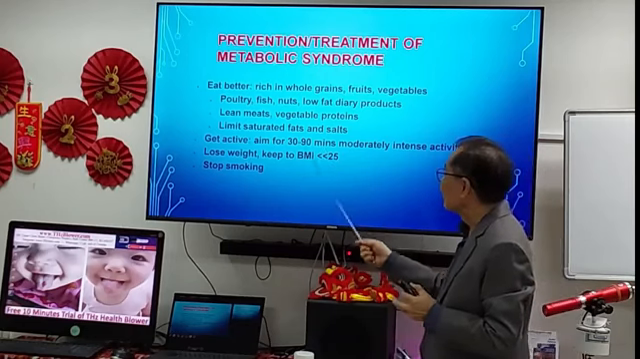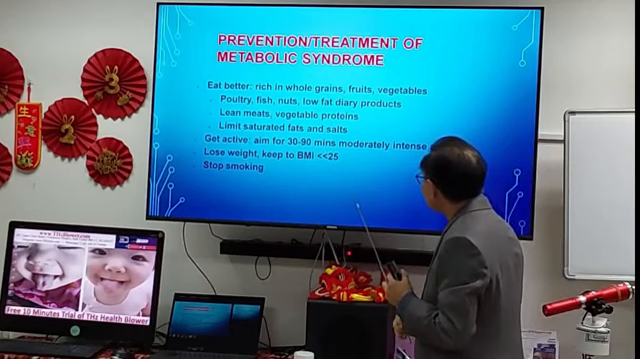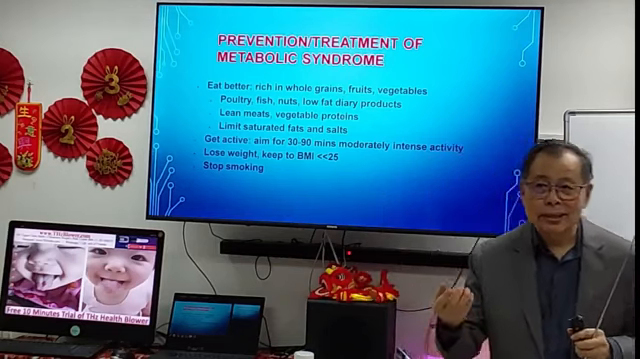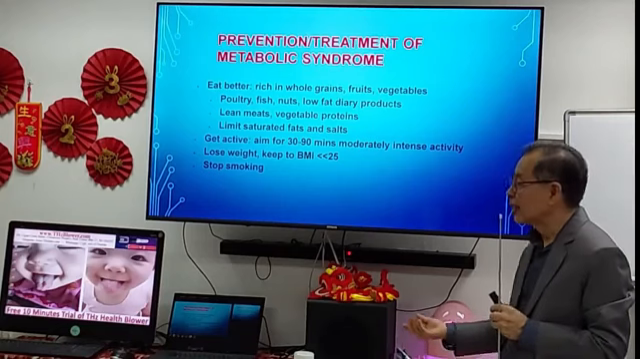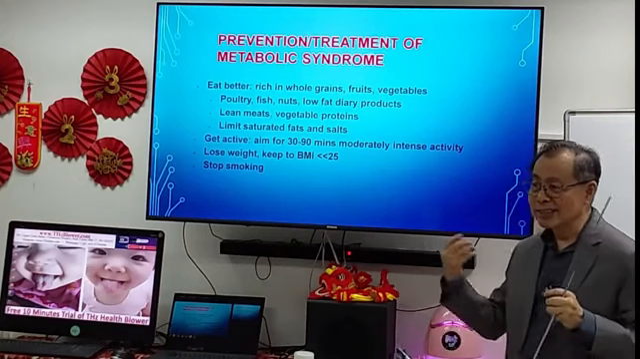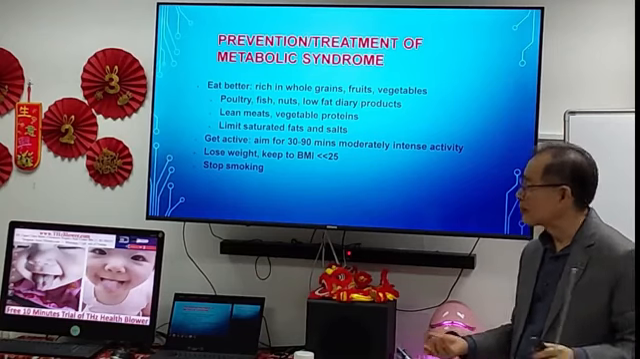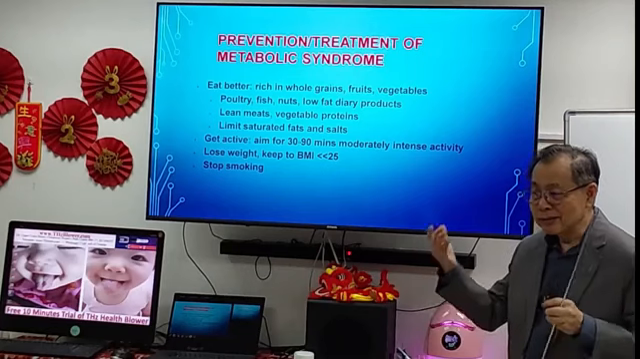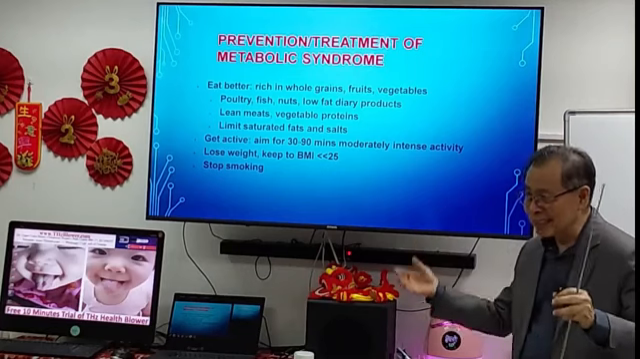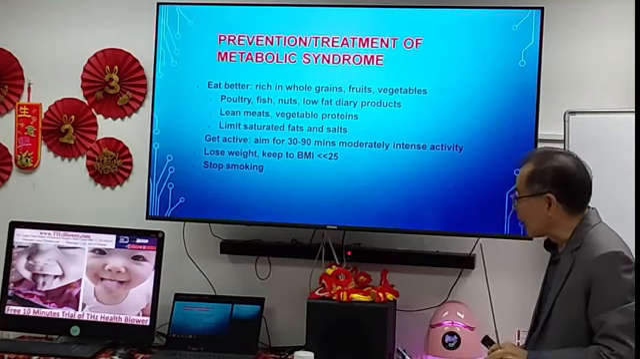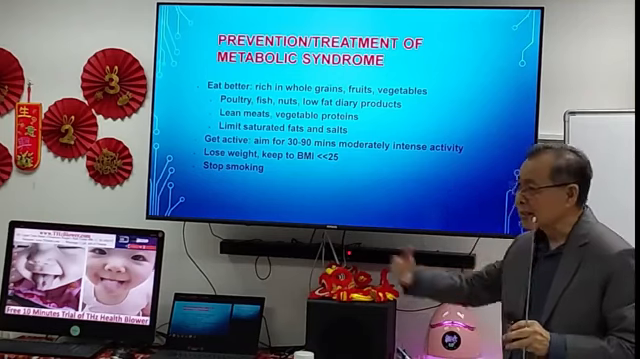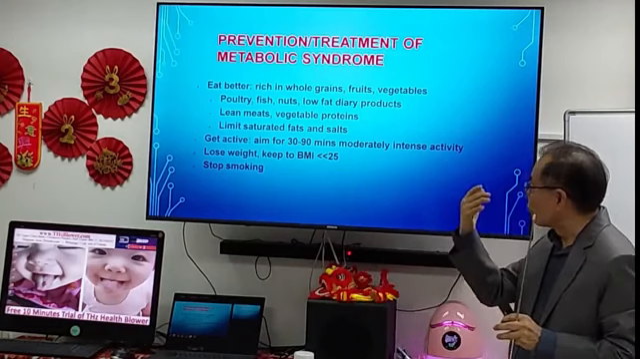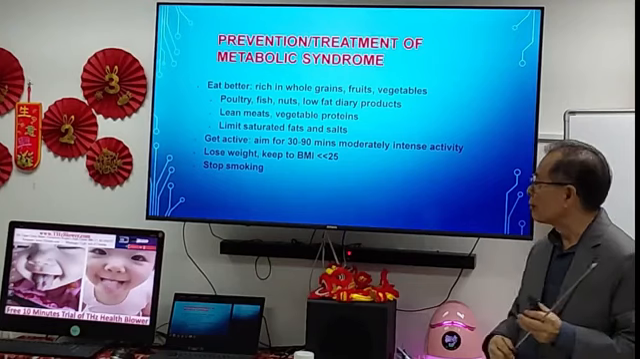And be active. 30 minutes of moderately intense activity. 30 minutes is enough. Brisk walking if you still can walk. Cycling if you can't walk, if you still have the legs to cycle. Or swimming. Must keep active 30 minutes. And if you are still healthy, with your legs and arms still there, be active. The more active you are, the more you get your blood sugar under control. And once you keep it under control, you're better off.